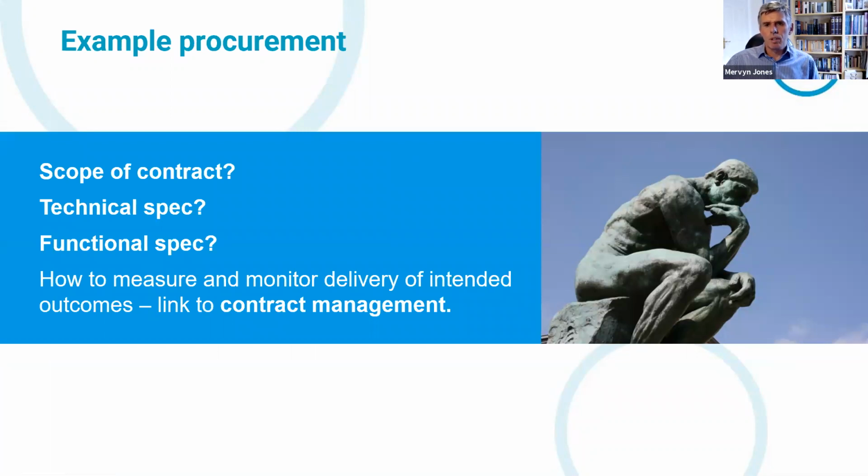I'm going to gloss over this one now because normally we'd be able to have a good discussion around this in terms of example procurements and looking at the scope of the contract, whether it should be a technical specification or a functional specification, and contract management. And Phil now is going to go into a little bit more in terms of evaluation and contract management anyway. So I'm going to just now pass the slides back over to Phil.